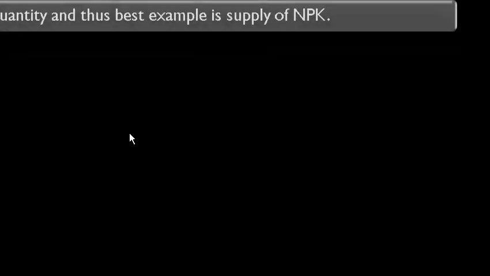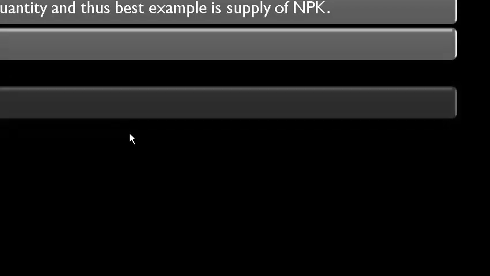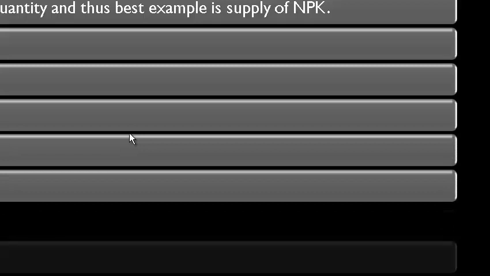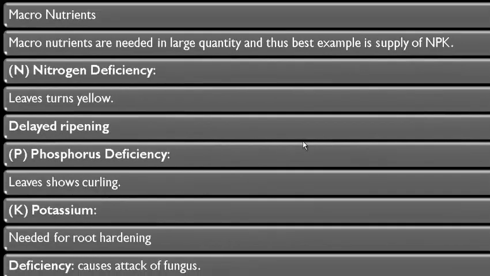So it's clear, macronutrients are of three types. N for nitrogen, which is required for the leaves. Health of the leaves is affected by the deficiency of nitrogen. Phosphorus deficiency leads to leaf curling, right? And potassium is required for root hardening. And if the root is weak, there must be some problem of fungus, which is the most common in soil system.